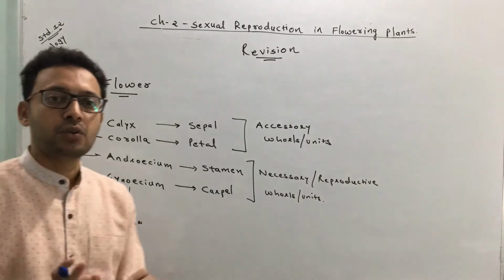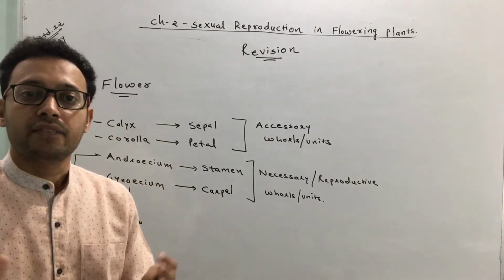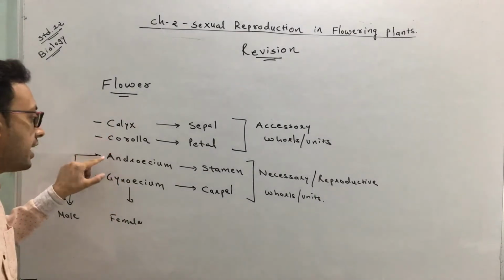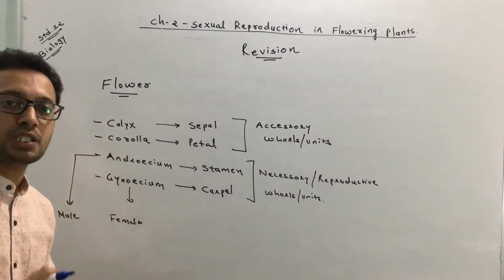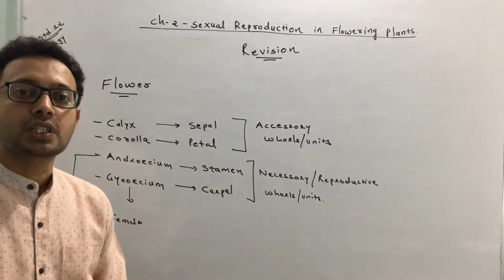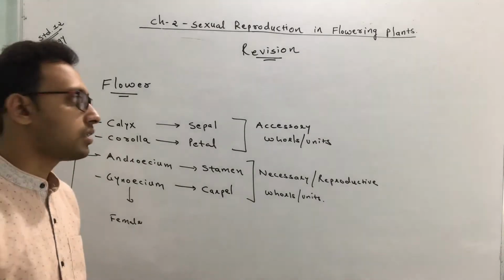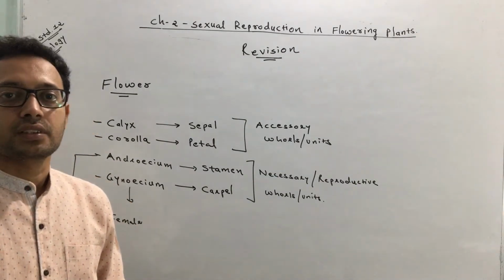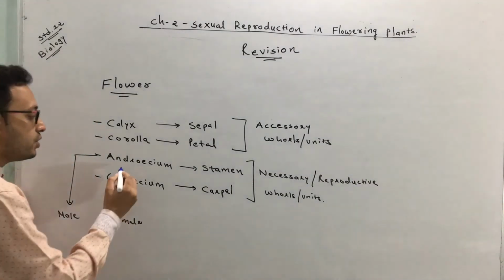So that is about the parts of a flower, the parts that are involved in sexual reproduction. Usually these two, androecium and gynoecium, are the necessary parts because they are involved in sexual reproduction in a plant. So these are the parts of a flower. Let's discuss the individual parts.